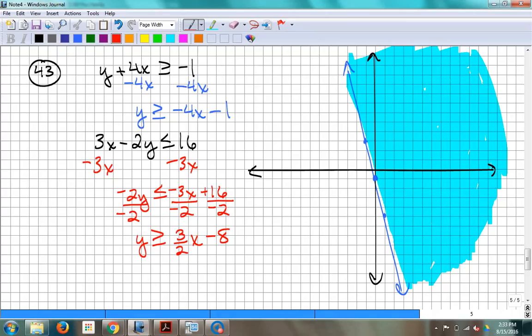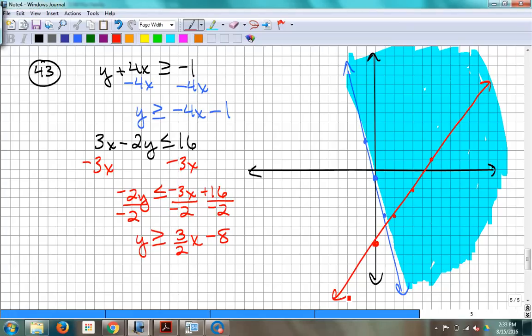All right, now let's graph that on our coordinate plane. So y-intercept is negative 8. 2, 4, 6, 8. Slope up 3 over 2. Dotted or solid? Got an equal to mark, right? So it'd be solid, right? Be careful about that.